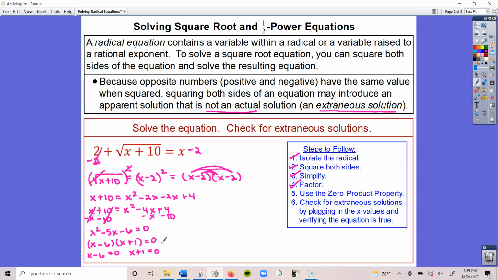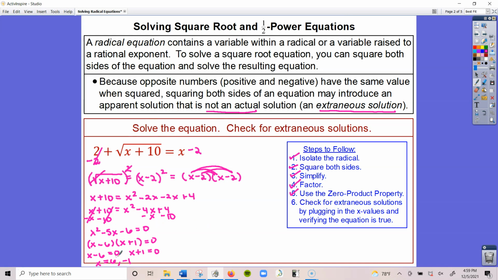0 times anything would equal 0, making the equation true. So what I get is that x is equal to 6, as well as x is equal to negative 1. Since here I'd have to add the 6, and here I'd have to subtract the 1, those are my two x values. So essentially, these would be my solutions. And we got that by using the zero product property. But the final step is to check for any extraneous solutions.